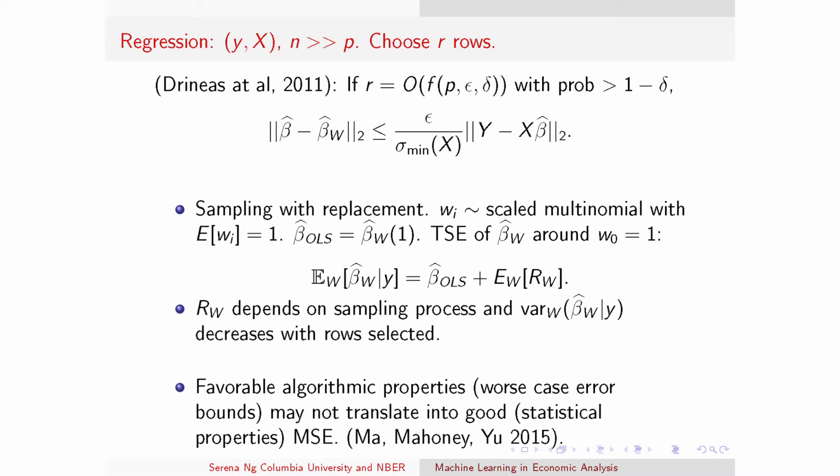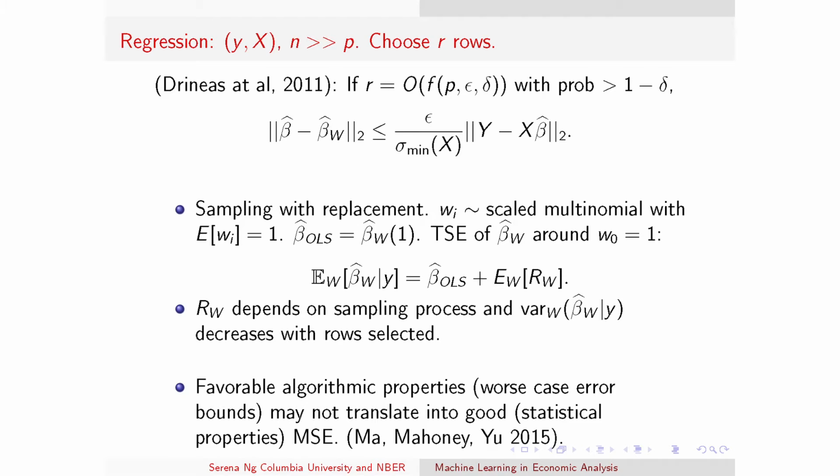This weighted estimator is on average centered around beta hat, the full sample estimator. But it also has a remainder term, and this remainder term depends on the sampling scheme. So how we do the sampling process is not entirely innocuous. We make progress in figuring out how to use it, but there's still quite some way to go before we understand exactly what kind of results we are getting from this.